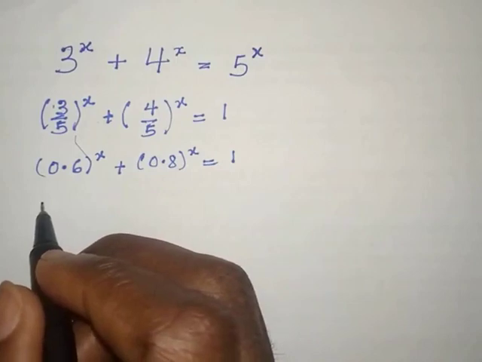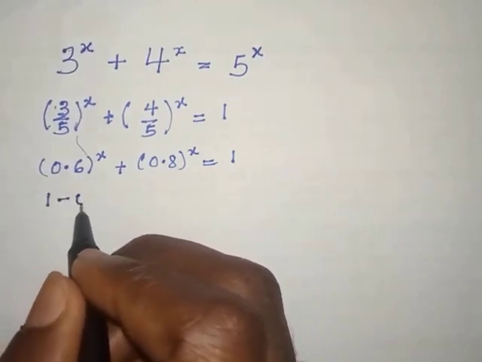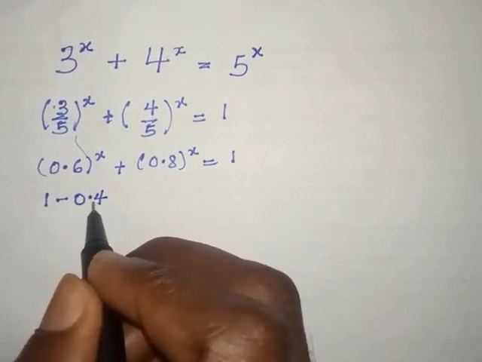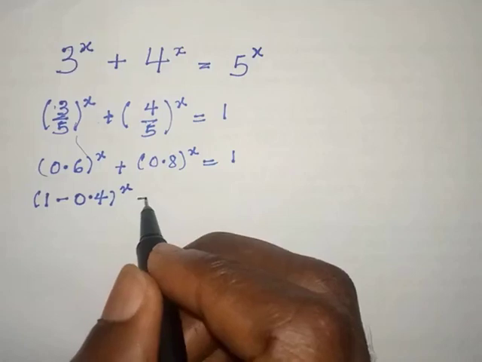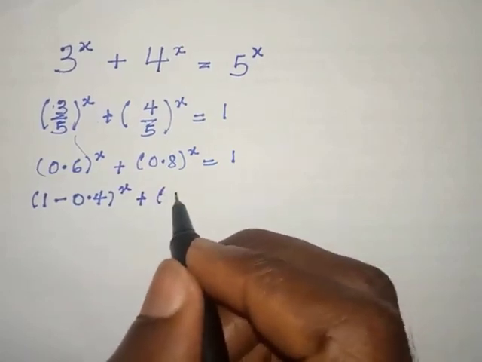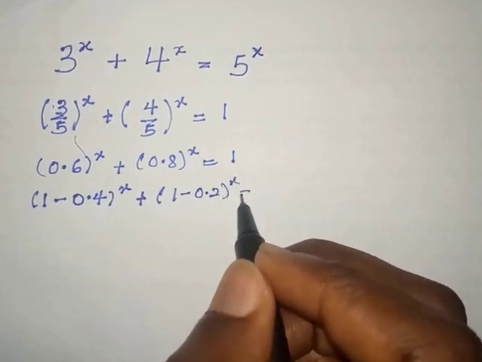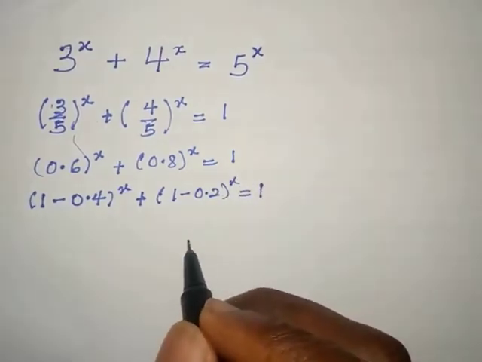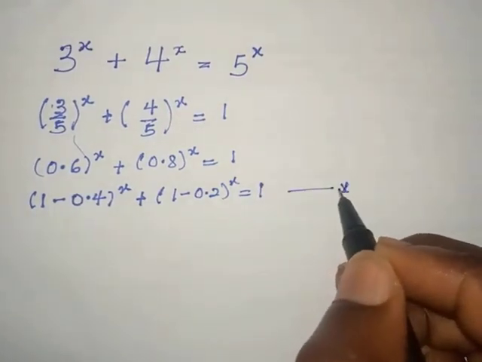But I want to make one assumption here. If you subtract 0.4 from 1, we still have 0.6. Similarly, if you say 1 minus 0.2, raised to the power x, it is still the same thing as 0.8. So I will start this.